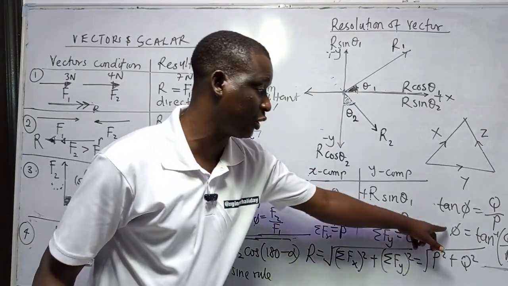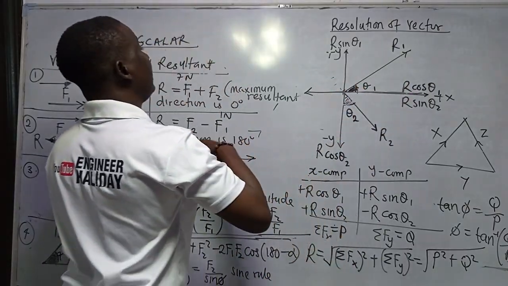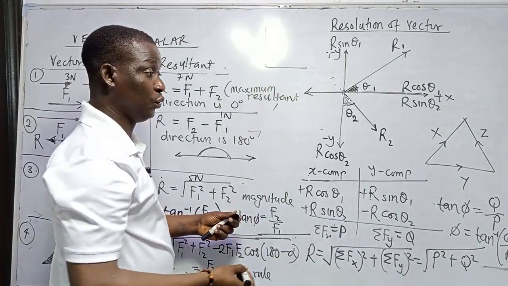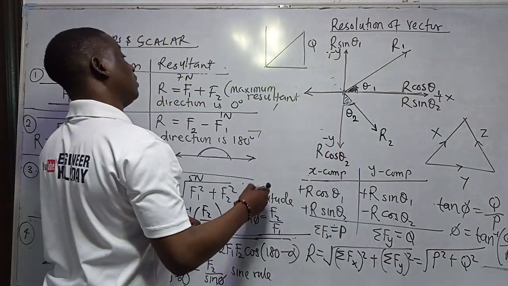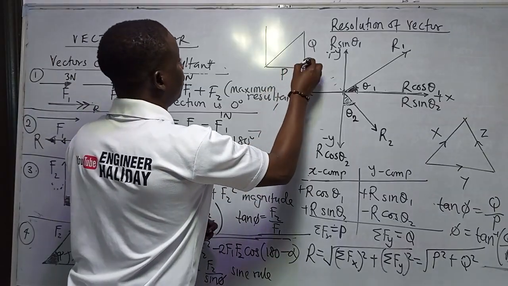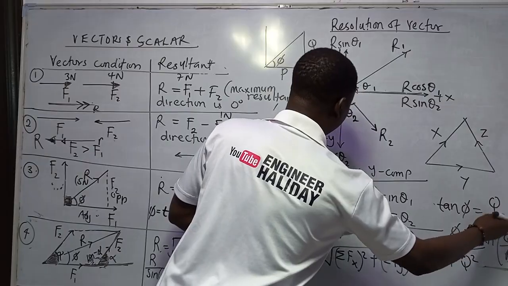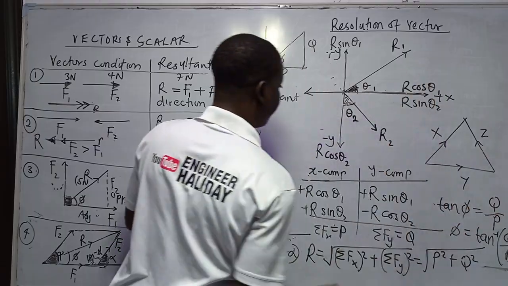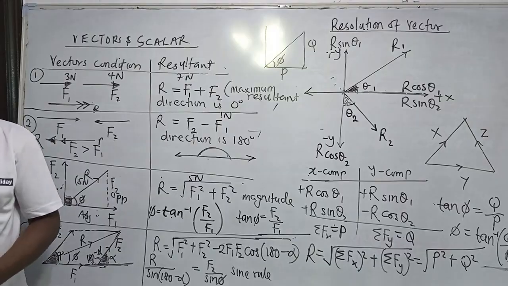Then to find direction, when you now resolve all this, it will be in a kind of right angle triangle. One will be on the Q side, which is vertical. Then one will be on the horizontal. To find direction, tan phi equals Q over P. Then tan inverse of it will give you the answer. So that is everything about vector for now.